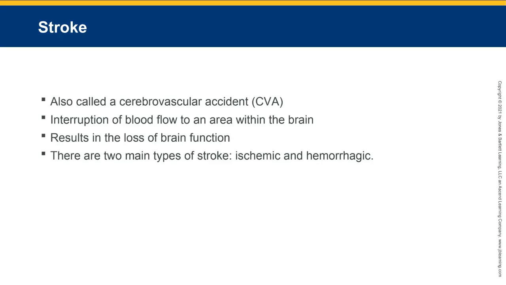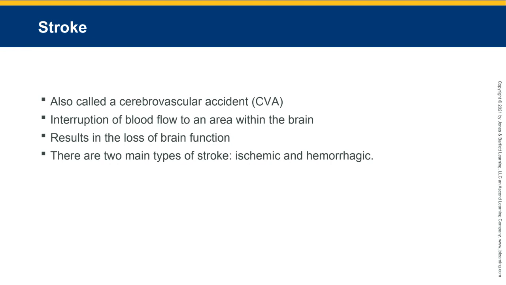Now, stroke. Also called a cerebrovascular accident. It is an interruption of blood flow to an area within the brain, and it can be as a result of a clot interrupting that blood flow, or it can be a blood vessel has ruptured. So you have 2 types of stroke. You have ischemic and you have hemorrhagic. The ischemic stroke is more common. The hemorrhagic stroke is less common, but more deadly.